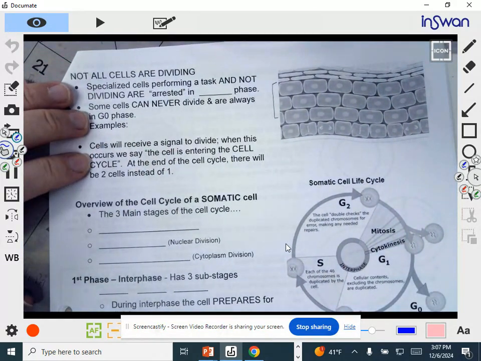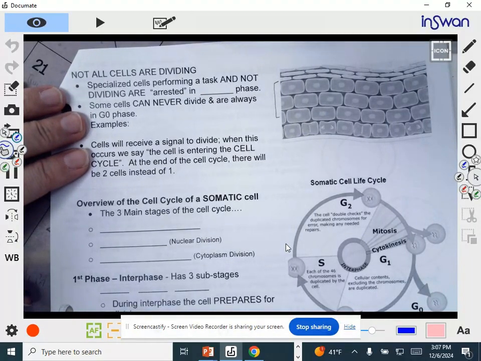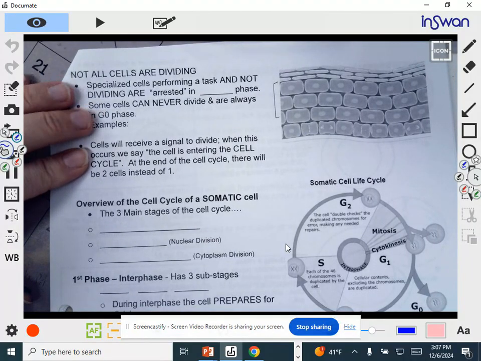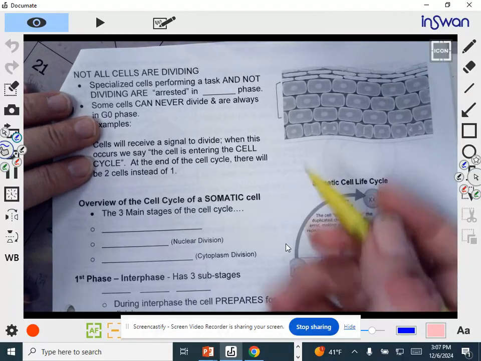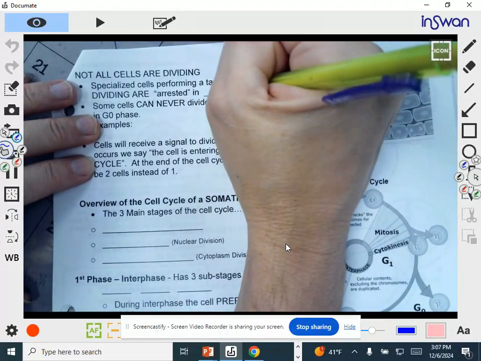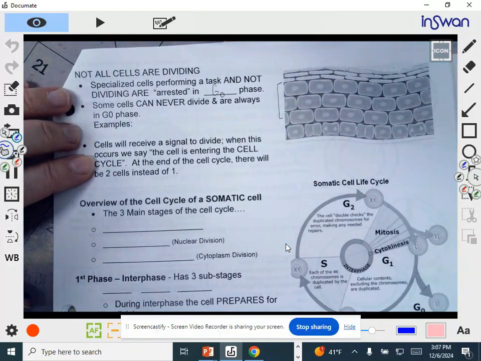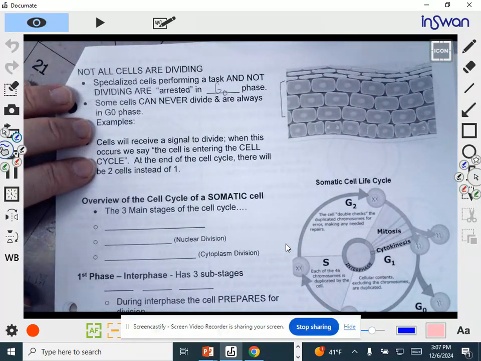Now, cells that are not actively dividing or preparing to divide, that are just doing a job for you, we say that those cells are in a phase which is called G0 phase. Okay? Now, there's some cells that can never divide, even if the cell next to it dies.